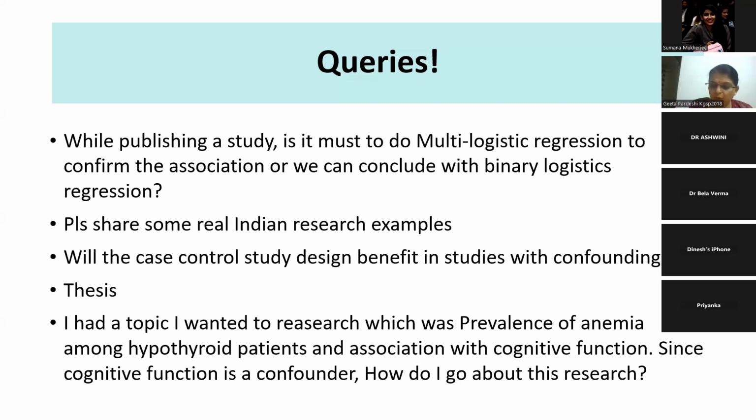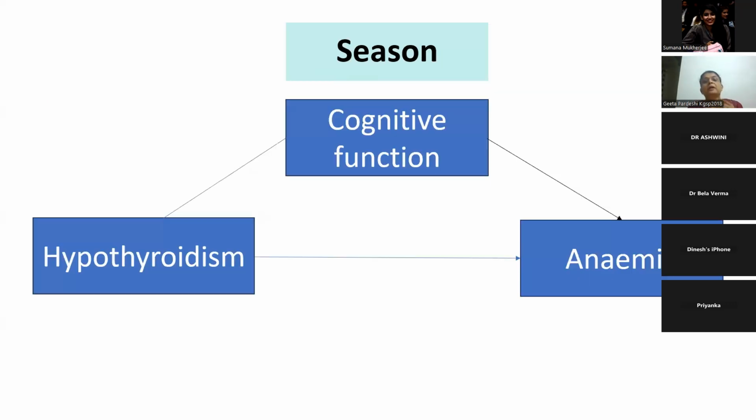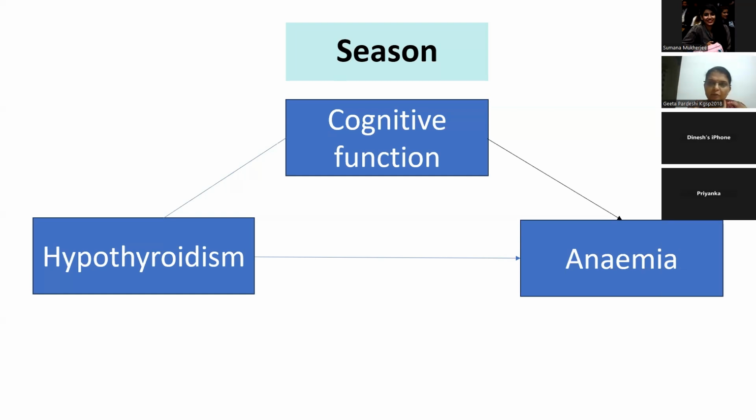I found this to be a very interesting question which you have raised. See, just forget that. Now, your outcome is anemia, right? And your exposure is hypothyroidism, right? Thyroid levels. And now you are saying cognitive function is your confounder, right? So why would you say cognitive function is a confounder? Now we understand the concept of confounder. So why would you say cognitive function is a confounder with that understanding?